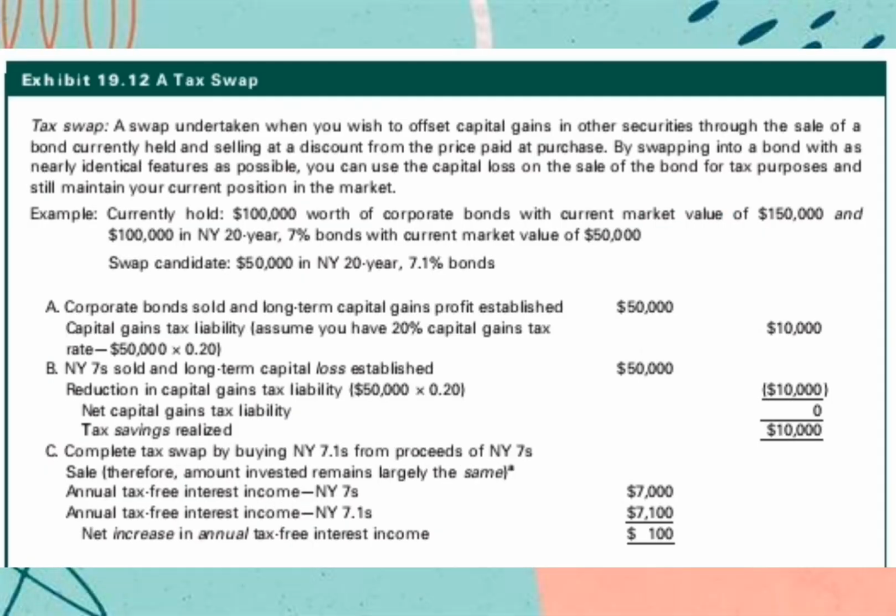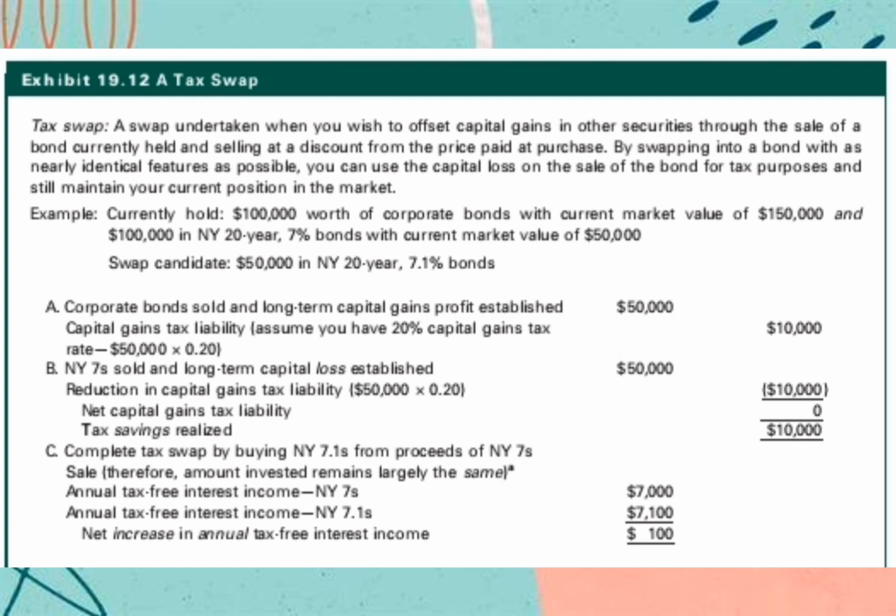This exhibit explains a tax swap strategy in bond investing. It's used to offset capital gains from other investments by strategically creating a capital loss. The example involves selling $50,000 worth of corporate bonds that have a current market value lower than the purchase price, generating a $10,000 capital gains tax liability. Simultaneously, the investor sells bonds with a higher current market value than purchase price, creating a $10,000 capital loss. This loss offsets the capital gains, reducing the overall tax liability.